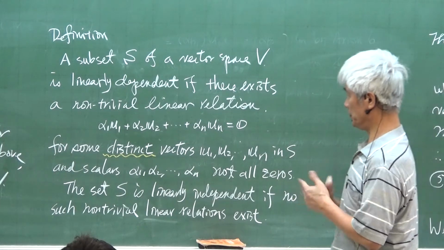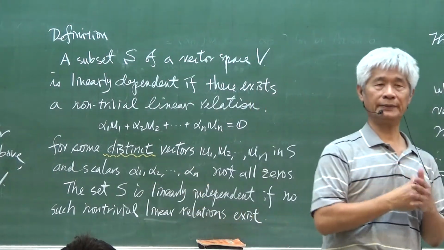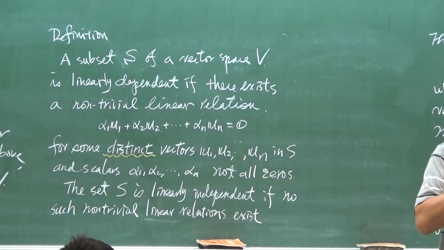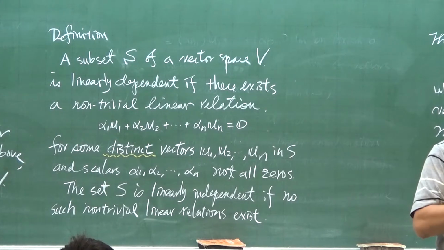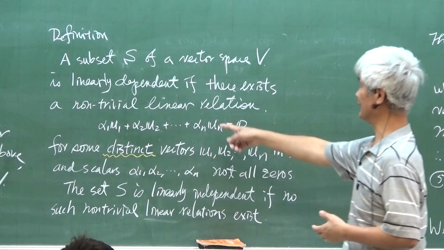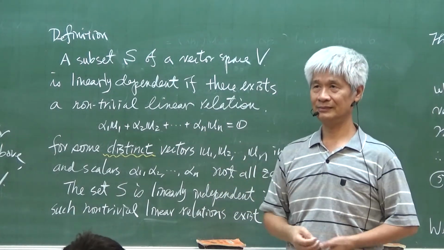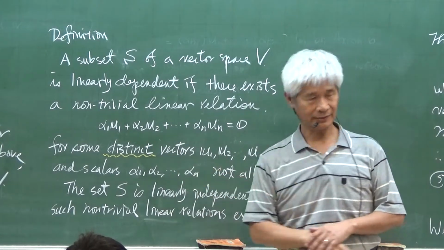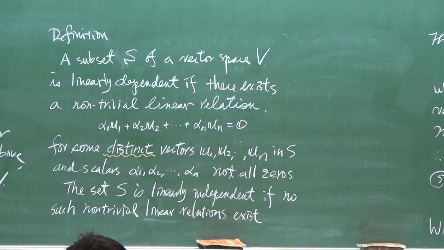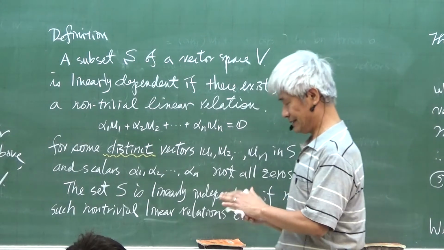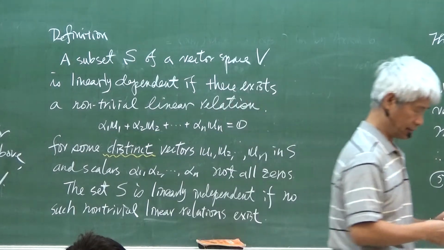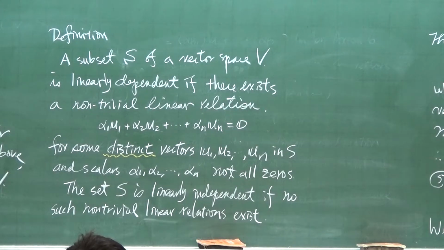So as before, to prove a set is linearly independent, you have to prove by contradiction. This is the common practice. Otherwise, how do you know that you can't find one? So that is the idea when you need to prove the linear independence of a set, even though it is an infinite set.